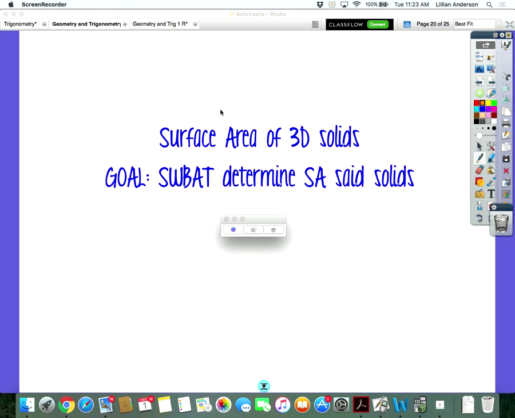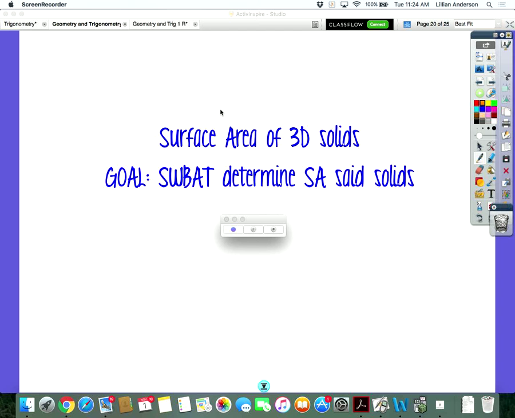Right. Today we're talking about surface area of three-dimensional solids. By the end of the period, you will be able to determine the surface area of said solids, okay? There are 5 different solids that you are going to take the surface area of, or basically the way the IB works is you'll do several things that will lead to you actually finding the surface area, okay?